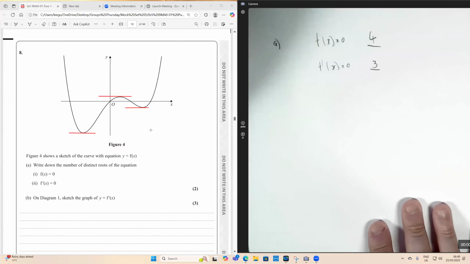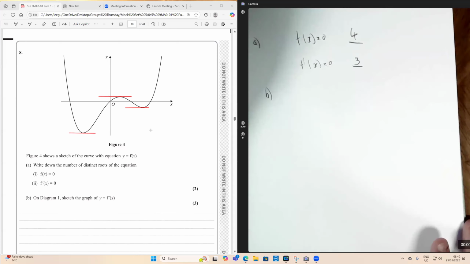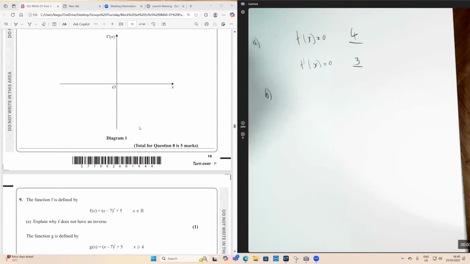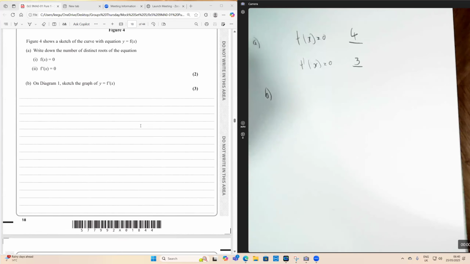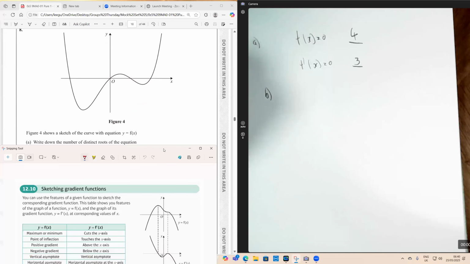We're getting towards the beginning of the paper now, so that was part A done. Now, part B: on diagram 1, sketch the graph of f dashed of x. Right, let's have a little think about this. This is one of those bits of the syllabus that is not very often examined. They've put blank axes there ready for sketching it. I'm going to bring across from the Edexcel textbook a little table that will assist us in how we approach this.